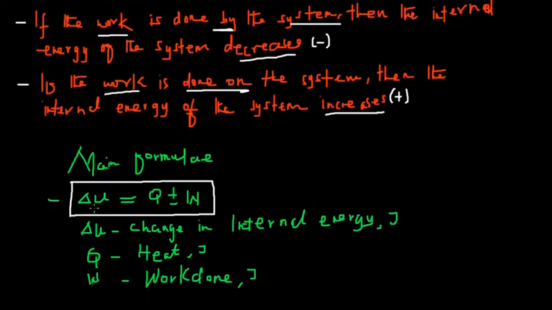Now this is the main formula. The change in internal energy is equal to the heat plus or minus the work done. Plus or minus means that the work could be positive or negative. Same applies to the heat: the heat could be positive or negative, and then the work done could be positive or negative.